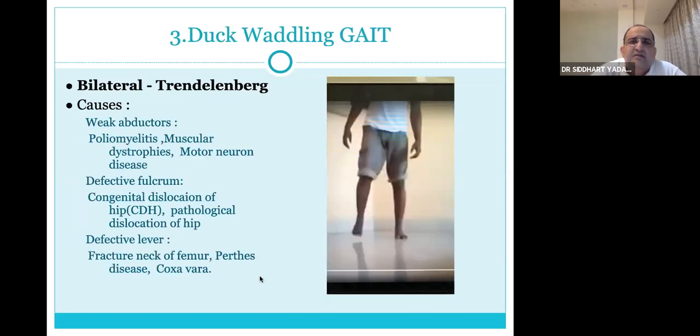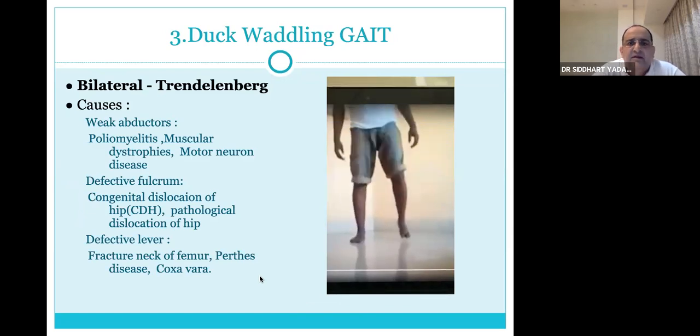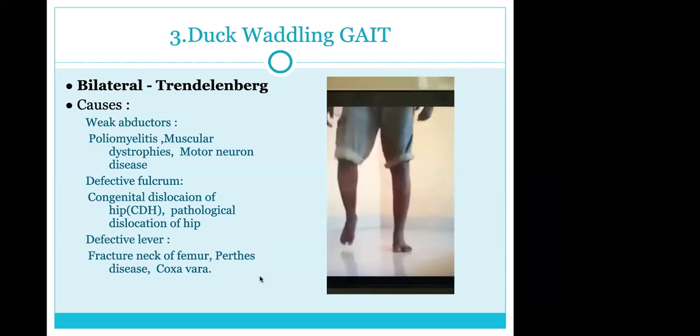Now, what is duck waddling gait? This is also known as bilateral Trendelenburg gait. It is just when the Trendelenburg gait happens on both sides. So it means both sides of the abductor mechanism are involved, in poliomyelitis, muscular dystrophies, motor neuron disease, or defective fulcrum like bilateral CDH, pathological dislocation of the hip, bilateral fracture of the neck of femur, old Perthes disease, or coxa vara. This is how the person walks in waddling gait.